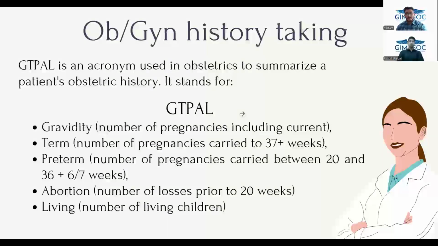Abortion is the number of losses prior to the 20th week. So before preterm, any abortion is any losses, miscarriages, all that. And living is the number of living children. So GTPAL, again, is this main acronym, in just five letters, gives you a whole idea of the obstetric history of the patient when she comes to you. All right. Karthik, next slide, please.